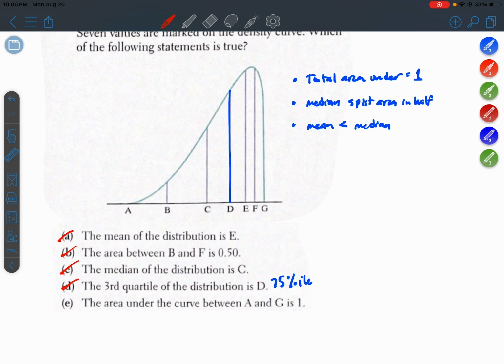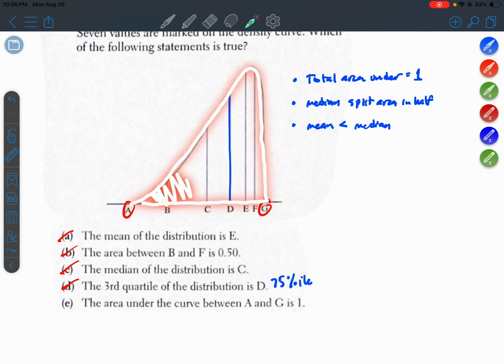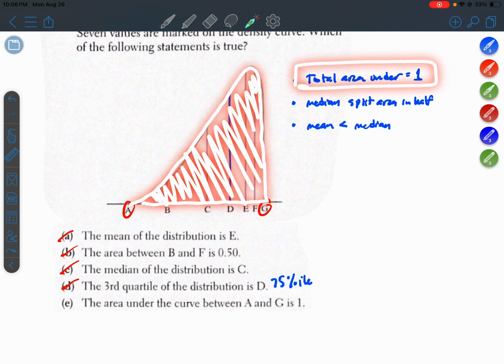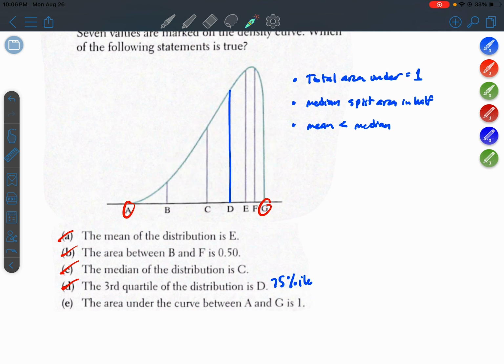E, the area under the curve between A and G is 1. Well, A is basically the left end of the curve, G is basically the right end of the curve. So they're saying the area from A to G, that's the total area, is equal to 1. And that's one of the properties of density curves. The total area is equal to 1.